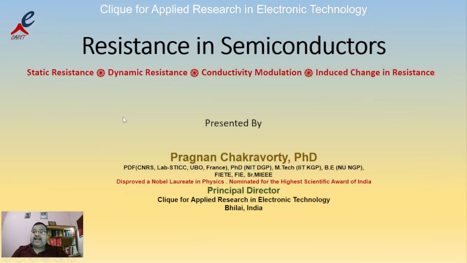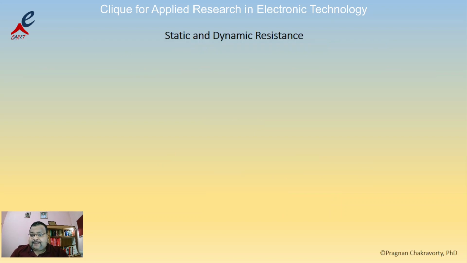We begin with static resistance, which is the most common form of resistance in semiconductors or otherwise. Then we talk about dynamic resistance, then conductivity modulation, and finally induced change in resistance. We will also see how the last three categories are related to each other. Let us get in.